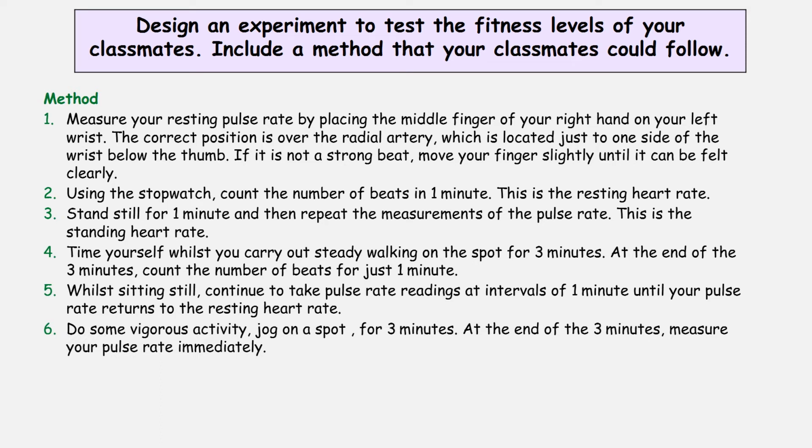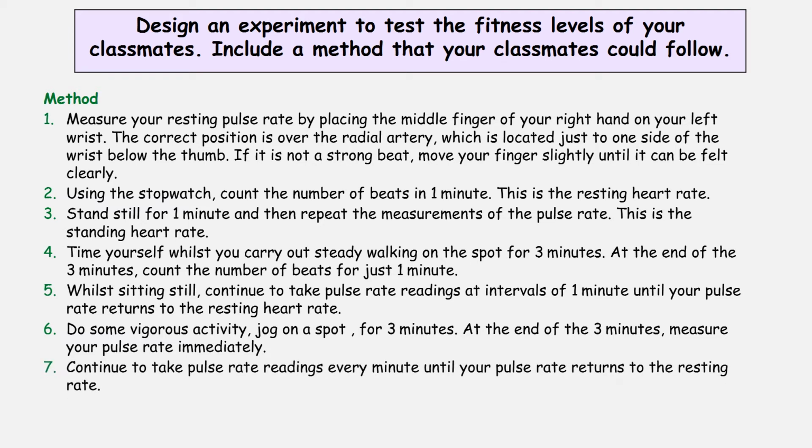We can then try some vigorous activities, so something like jogging on the spot for 3 minutes, and then at the end of the 3 minutes, measure the pulse immediately, and then continue to take the pulse every minute until the pulse rate returns again to the resting rate. So we're looking at how quickly it returns back to that resting rate. Then we can record all the results in a table. So this is a method for how we could test the fitness levels of classmates. And fitness will often be indicated by how quickly that heart rate goes back to a resting heart rate.